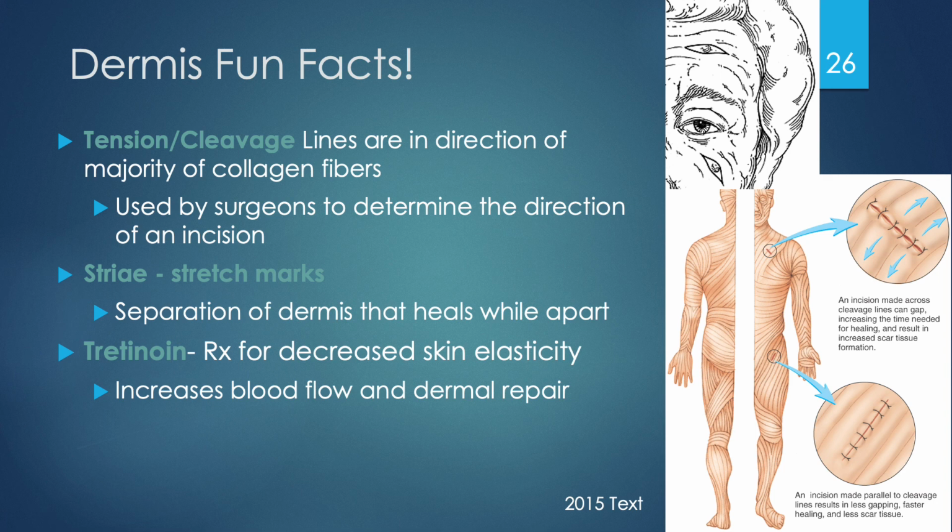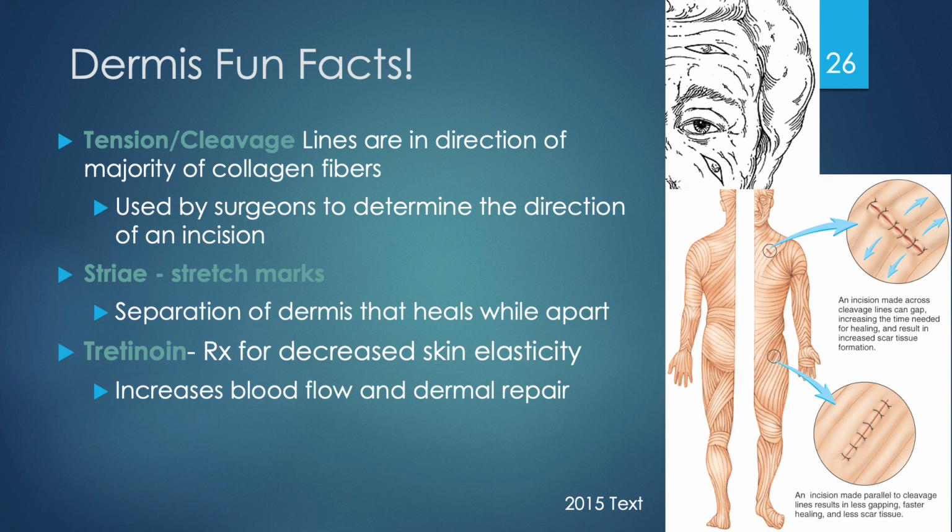So we'll have that elliptical cut, and it's also oriented so that it's parallel to the tension or cleavage lines, which are just the direction in which the majority of the collagen fibers are in that specific area of our body. If you look at the image below, you'll see that there are tension and cleavage lines throughout our entire bodies. Those are used by surgeons to determine where exactly they make an incision.